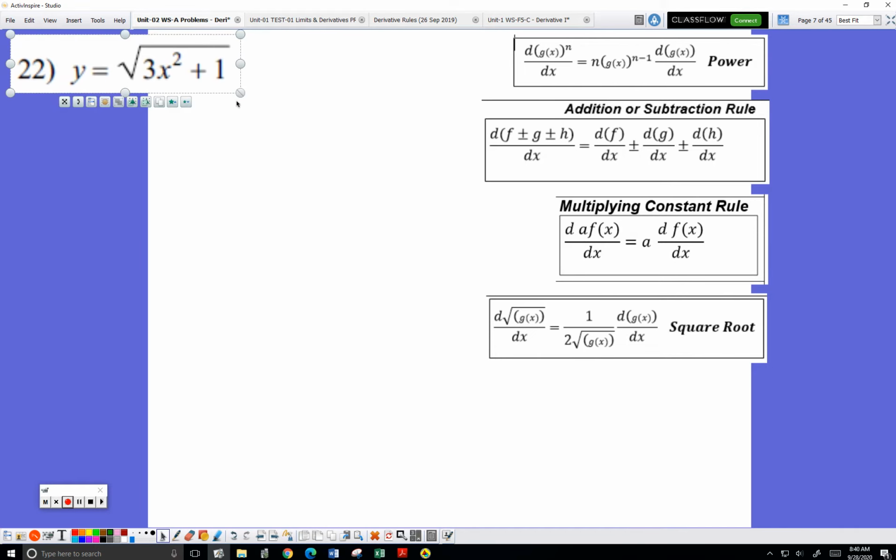So write that down. y equals the square root of 3x squared plus 1. And we do the exact same thing. We apply the derivative operator to both halves of the equation. So we get dy/dx equals d of the square root of 3x squared plus 1.